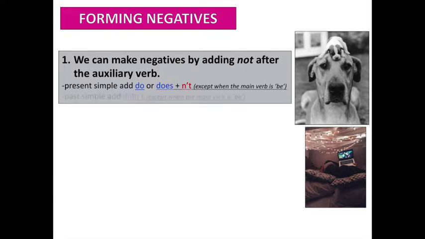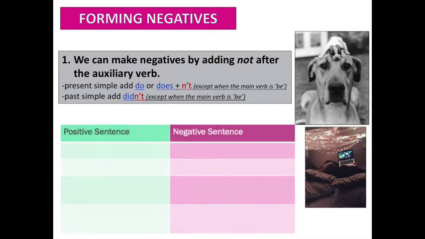And if you're making a past simple sentence negative, you're going to add didn't. Also, except when the main verb of the sentence is be. So this is a review from your Level 1 or Level 2 English class, right? Let's look at some examples.